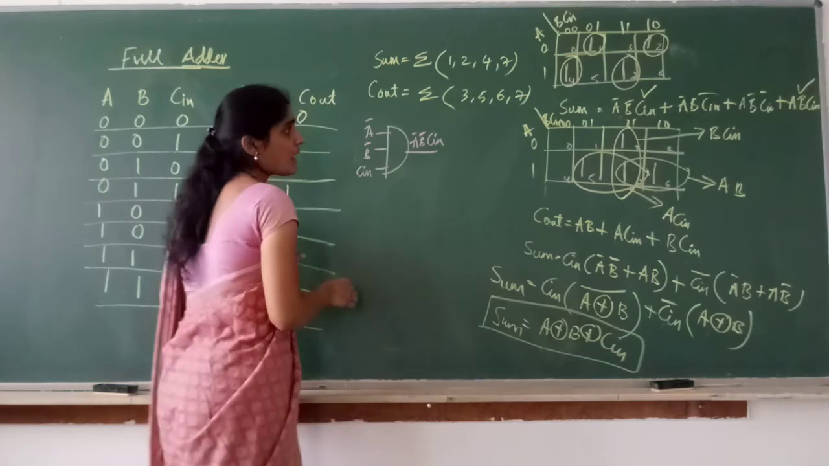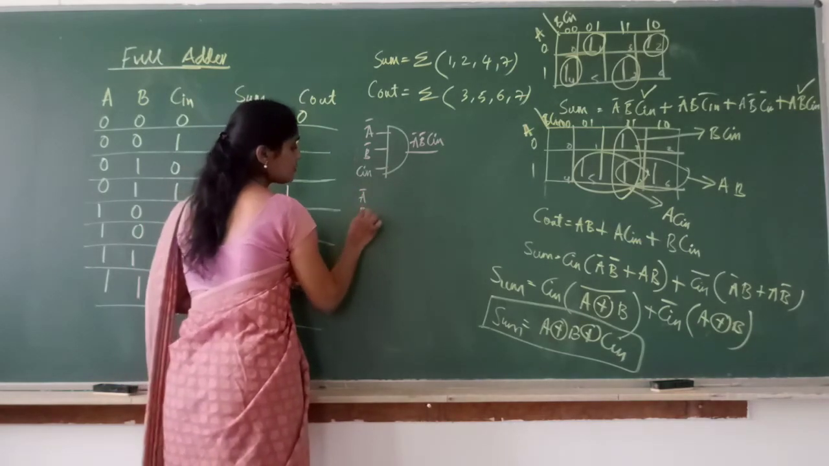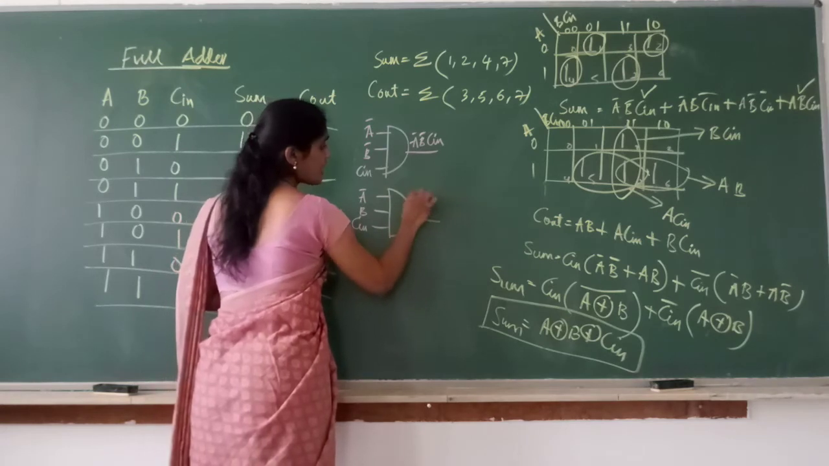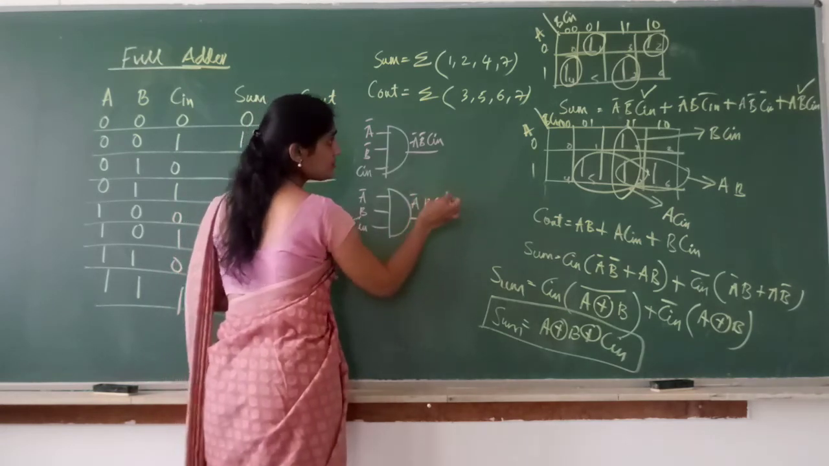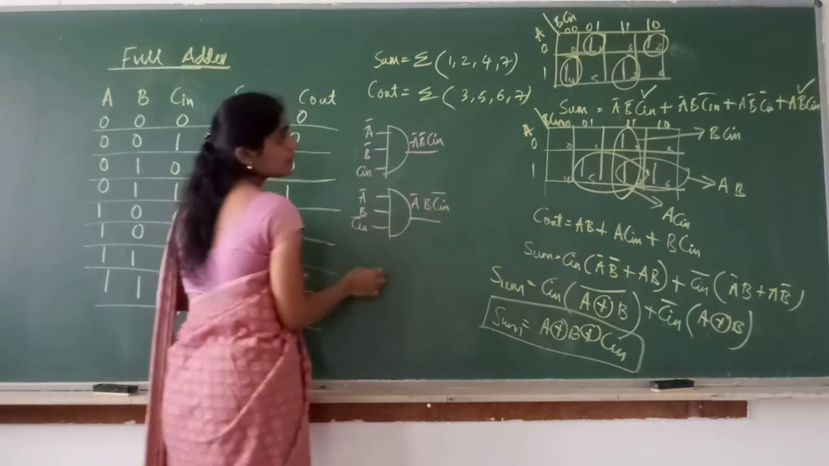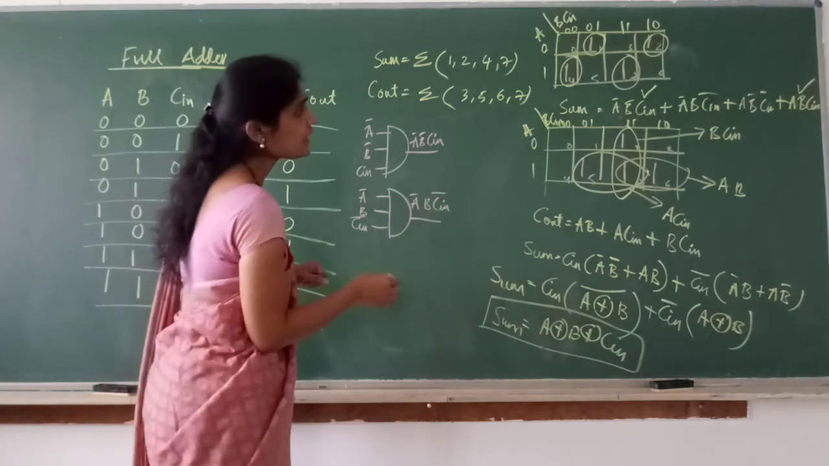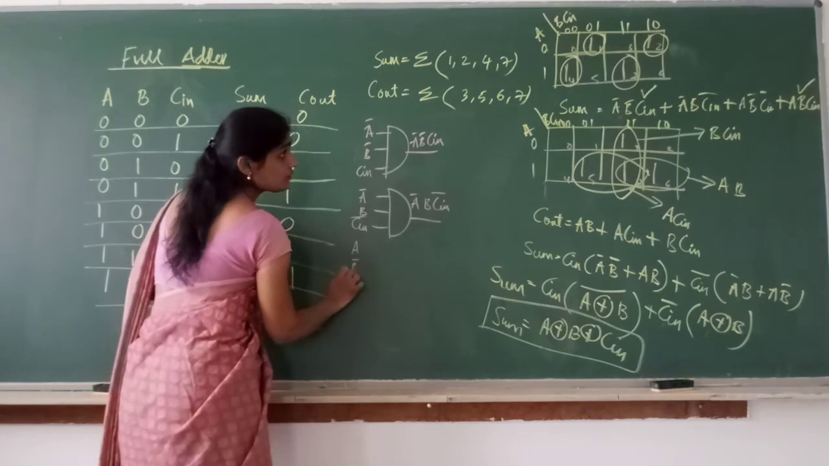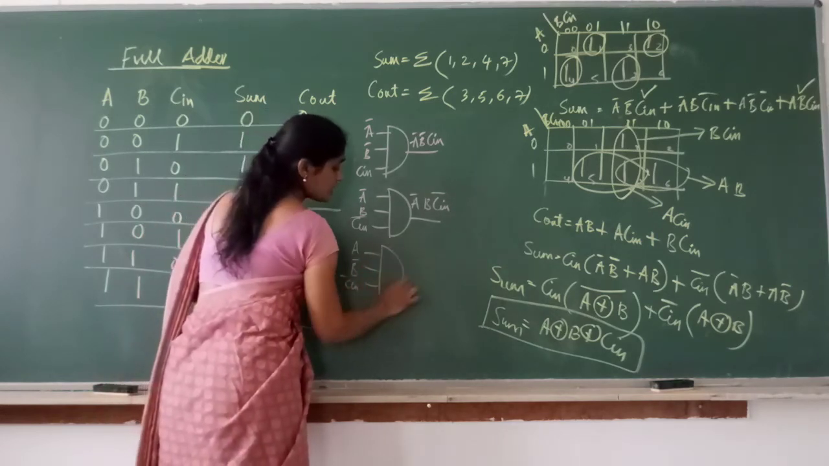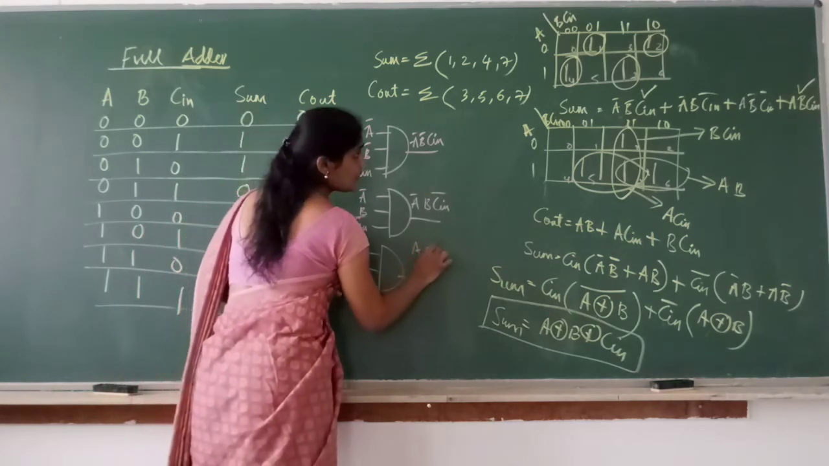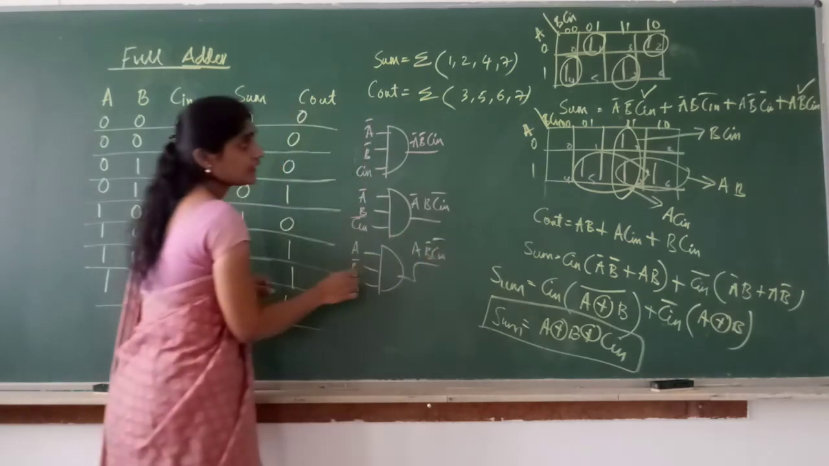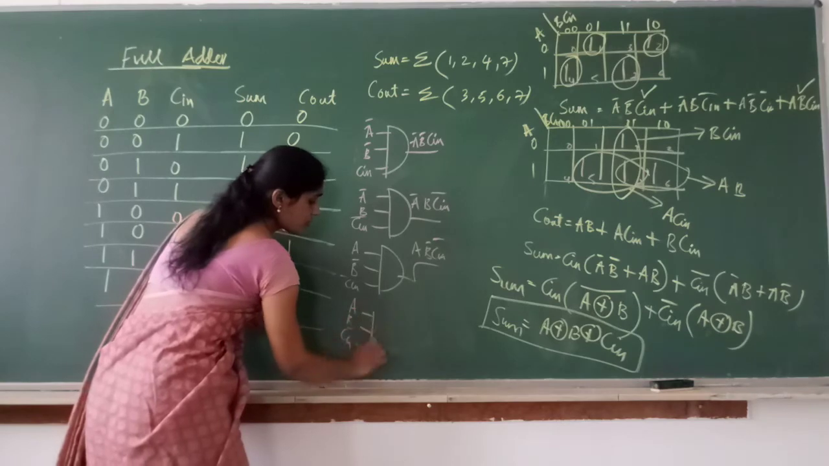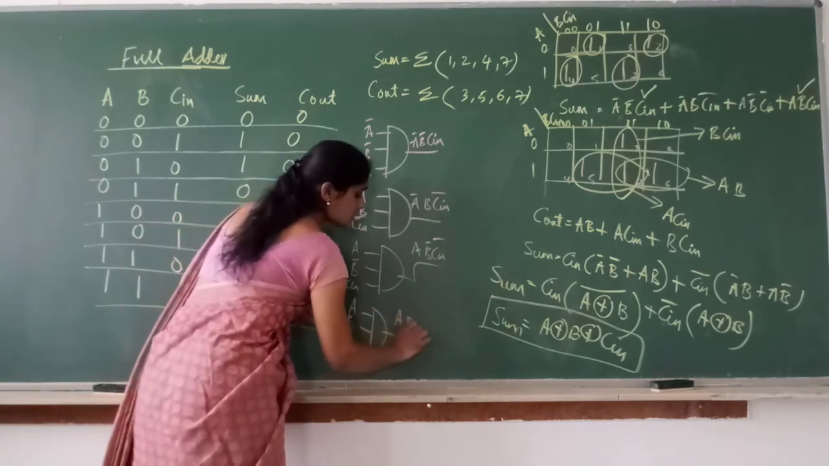Next is what? A bar B C. Another AND gate. So this is A bar B C. C bar, right? C bar. And A, what is that? A B bar C bar. So give this to another AND gate. So this will be A B bar C bar and A B C. Give this to one more AND gate. So this will be A B C.